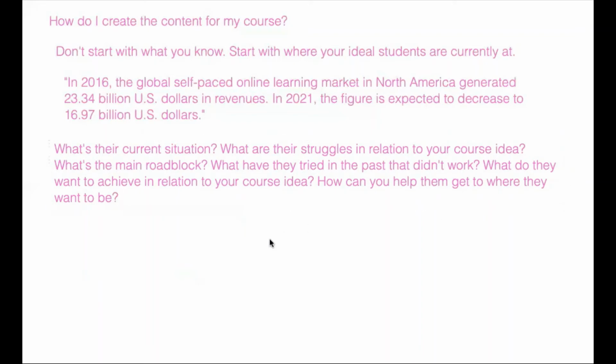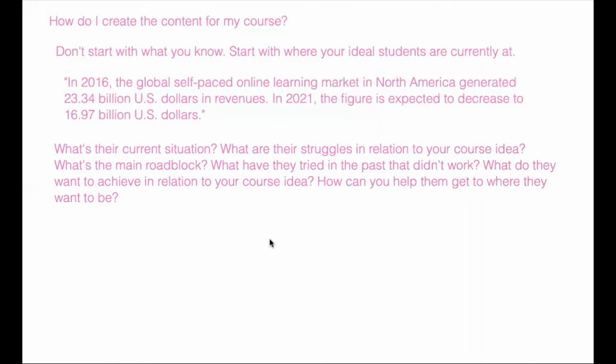You have to understand where they're currently at, because you gotta meet them where they're at right now in order for them to relate to you, right? So you have to ask yourself, where are my students currently at right now? What's their current situation? How does that look like? Where do they want to go? What end result do they want to achieve? And what struggles are they having in relation to your course idea? What is their main roadblock? What's getting in the way? What have they tried in the past that didn't work?